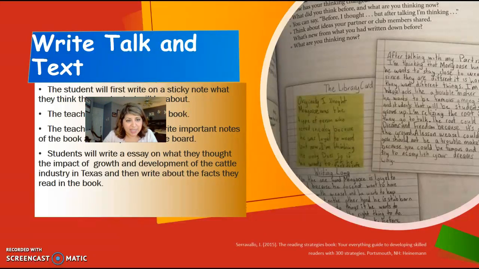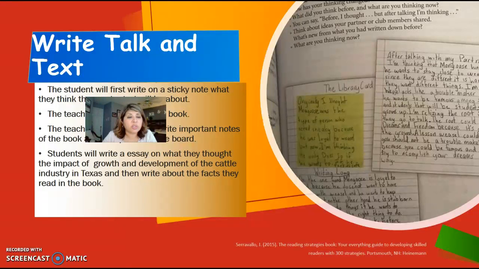we think we know everything about Texas. And I would have the students put on a sticky note what they originally thought about how cattle influenced Texas. Then, as you are reading the book, the teacher can write points and facts on the board of important aspects of what the book said about how cattle influenced Texas.